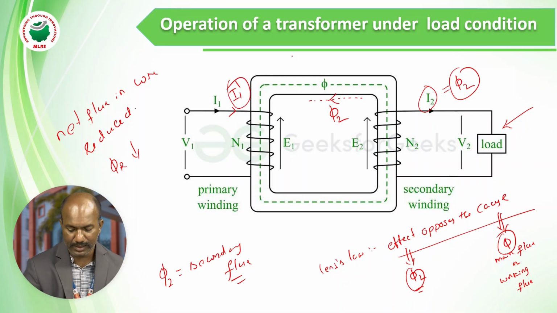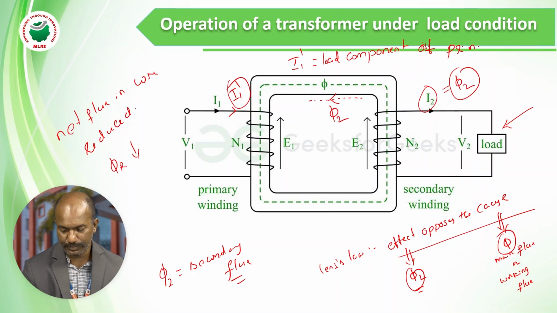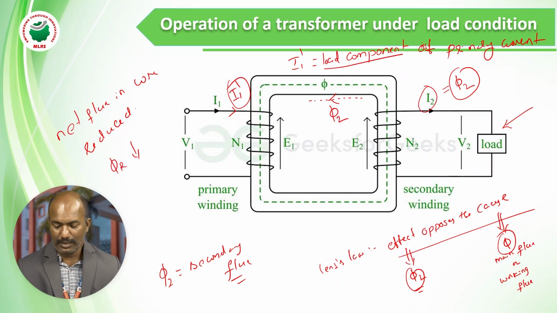Here I1 dash, what is I1 dash? I1 dash is load component of primary current. Load component, because this current came when the load is connected, that's why it is called load component of primary current.